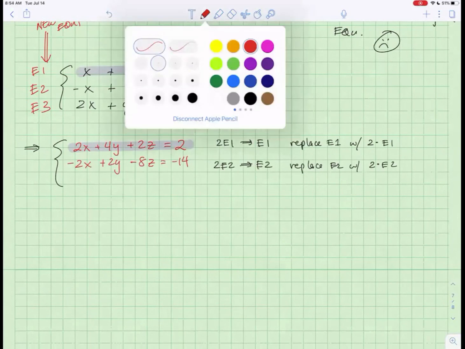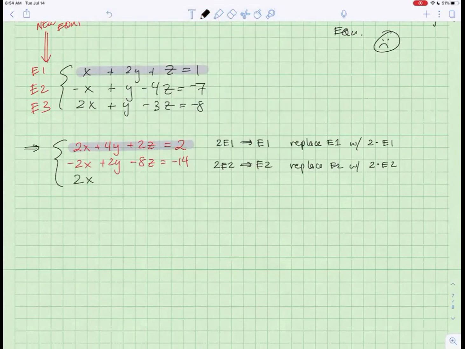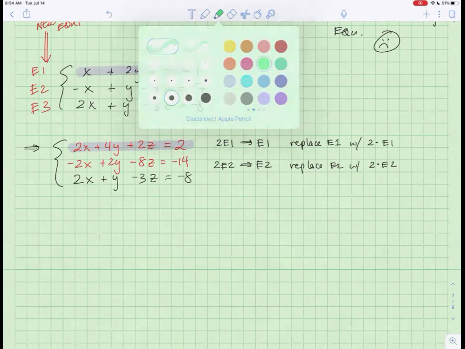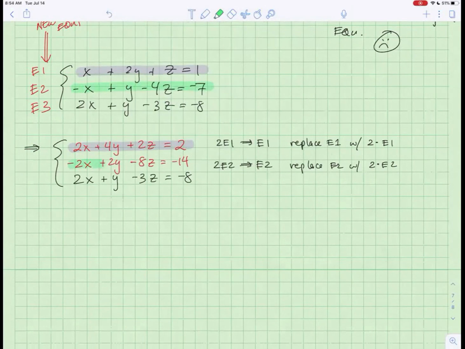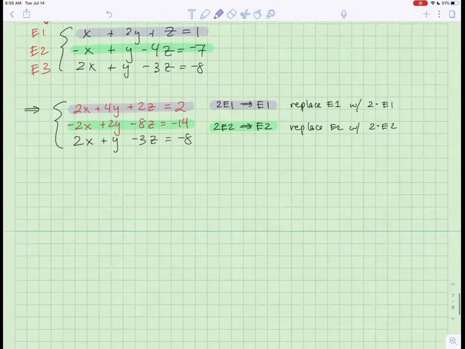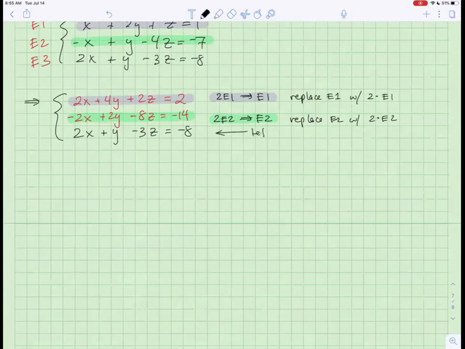And then I'm not going to do anything with the bottom row. 2x plus y minus 3z is equal to negative 8. Now I did that. Oops, I'm going to highlight this here. So these were the rows that I was changing. And these are the EROs that I used to change those rows. And this one I left alone. Or if you like, E3 is my new E3, and I didn't do anything to it.